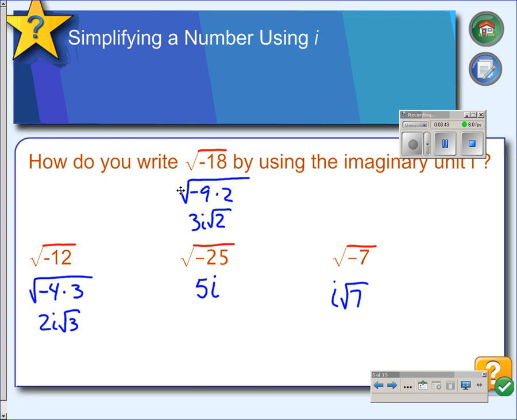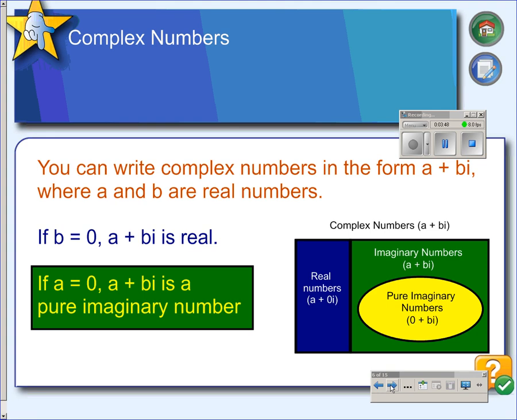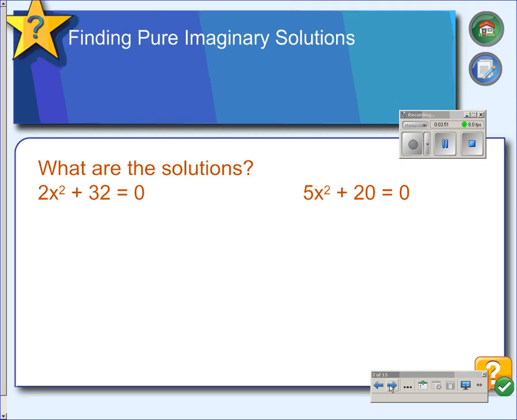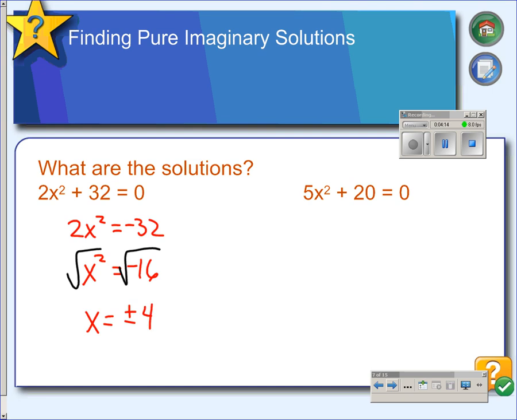So now let's use this idea of taking the square roots of negative numbers to solve some equations. For example, we have 2x squared plus 32 equals 0. To solve this, we would subtract 32 on both sides, then divide by 2 on both sides. At this point, we take the square root, and when you take the square root, you get two solutions, so we have plus or minus. Square root of 16 is 4. Square root of a negative 1 is i.